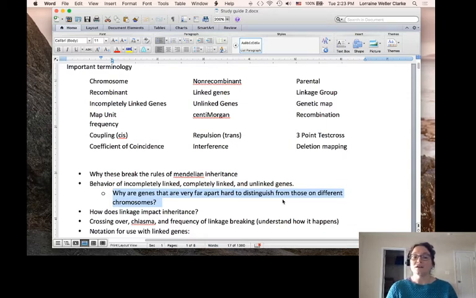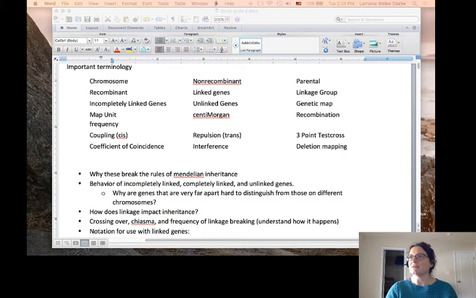Why are genes that are very far apart, more than 50 map units, hard to distinguish from those on different chromosomes in terms of when you do a breeding activity on them? Does anyone remember? Okay, well, we should cover that. In terms of frequency, they act like unlinked genes, okay? Because if it's more than 50%, then let's type this in here. Okay. So they act like unlinked genes.